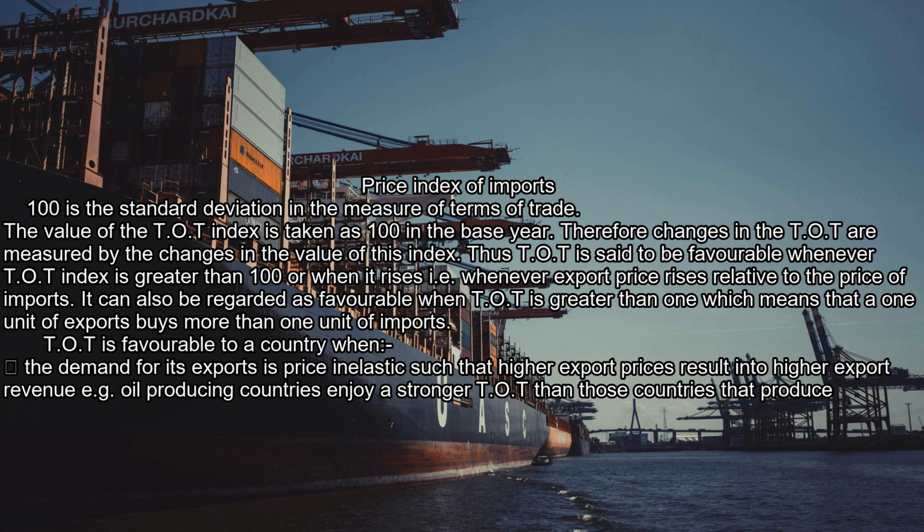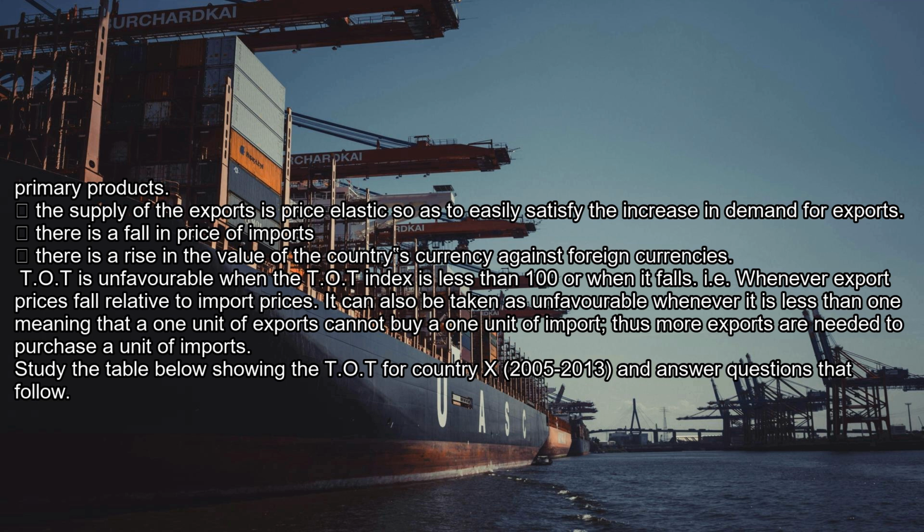It can also be regarded as favorable when T is greater than 1, which means that 1 unit of exports buys more than 1 unit of imports. T is favorable to a country when the demand for its exports is price inelastic, such that higher export prices result in higher export revenue, e.g., oil-producing countries enjoy a stronger T than those countries that produce primary products. The supply of the exports is price elastic so as to easily satisfy the increase in demand for exports.